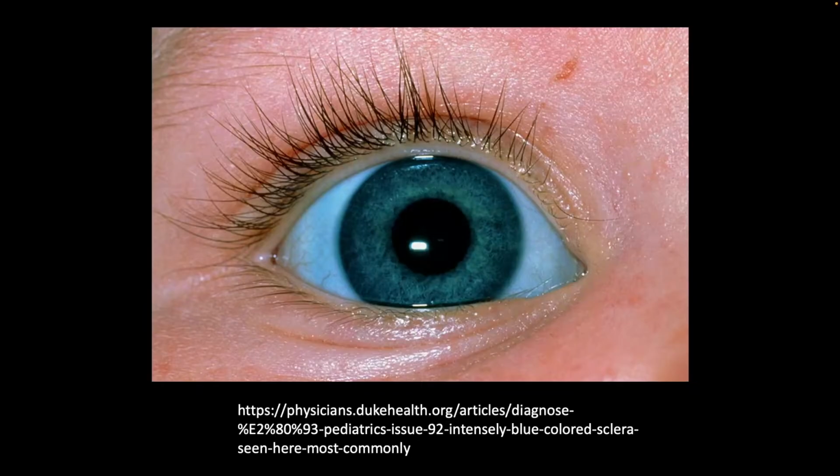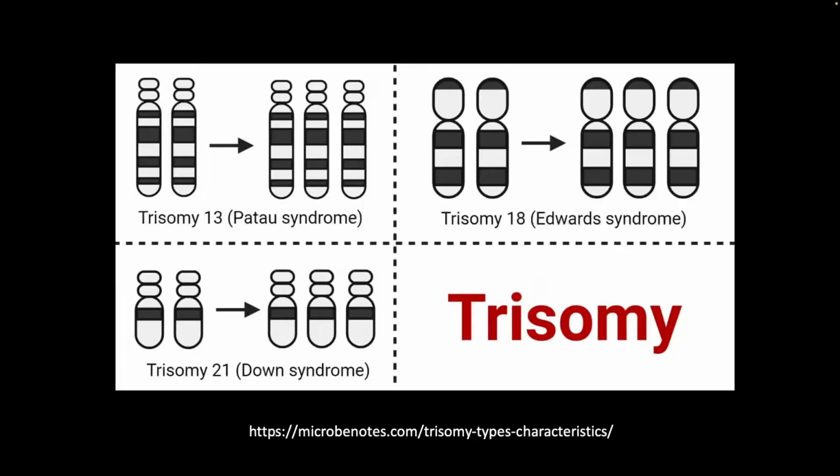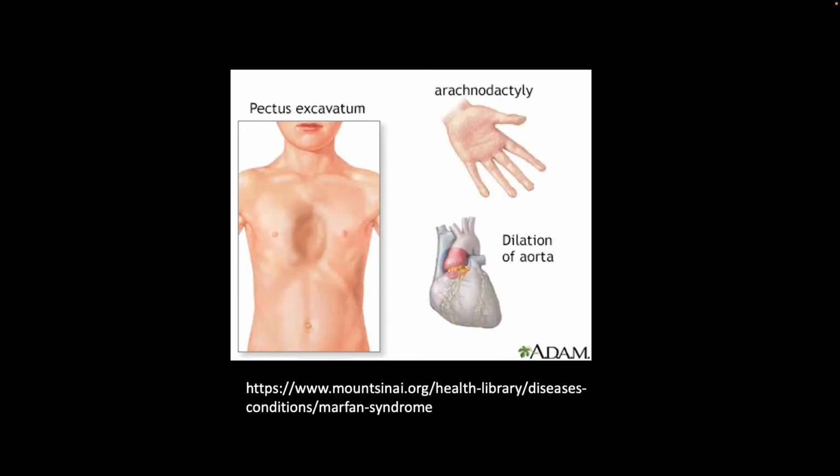Here's an example of the blue sclera. You see osteogenesis imperfecta, and this is the Gower sign that you typically see in Duchenne muscular dystrophy. Here's the pathophys behind each of the trisomies as well, trisomy 13, 18, and 21. And here is the pectus excavatum, the arachnodactyly, and the dilation of the aorta that you see in Marfan's.